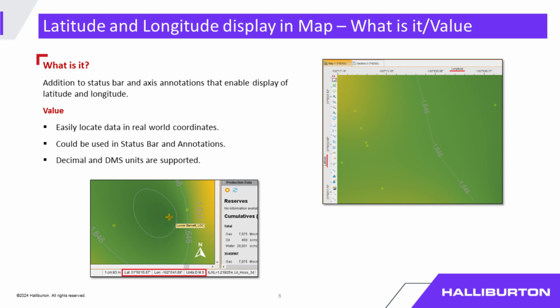It is now possible to use axis annotation and status bar to display latitude and longitude. Decimal and DMS units could be used to locate the data in real-world coordinates. The values are transformed from XY coordinates as they are coming from the database. It is recommended to be mindful of distortions that result from displaying the two-dimensional curved surface of a globe on a plane. More details on how the projection works in map views can be found in Help.